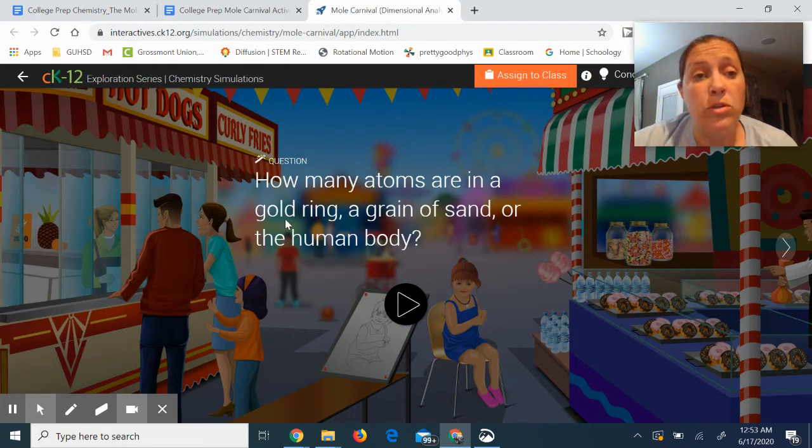And you'll also notice that CK12 has many other interactives. So if I don't assign one in the future, you can always feel free to walk through these interactives to help you have a deeper understanding of the material that we're covering.